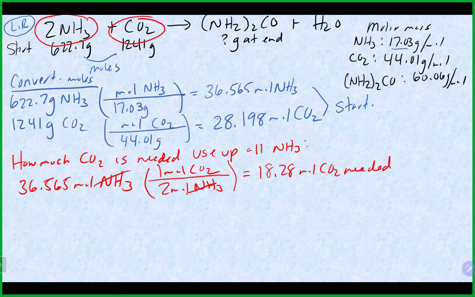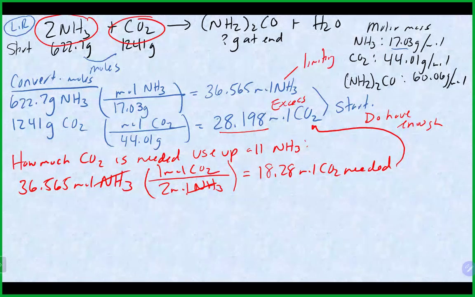Remember, this is the point where we're going to compare to how much we started with. So I need 18 moles. I started with 28 moles. I do have enough when I compare them. That means that this is my excess reagent. And by default, it would mean that my limiting reagent is the NH3. Any questions on that calculation there?